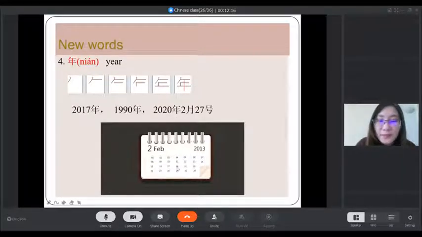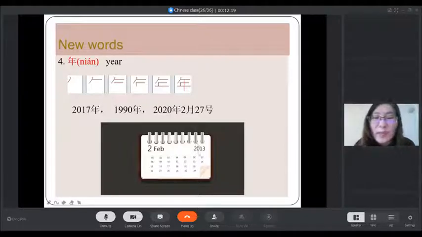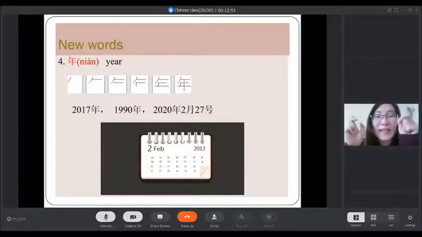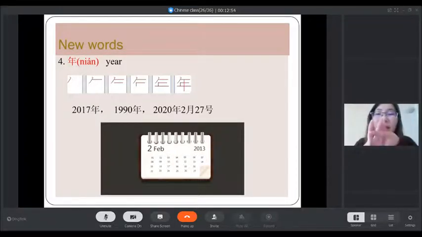Look at this picture. So this one is 2013. When we read it, 2013年. So the month is February, we will read 2月. And the date is 2. So we say 2号. So in Chinese, when we talk about the date, we say year first, and then month, and then date. The sequence is different from the English one. So we say year, and then month, and then date.